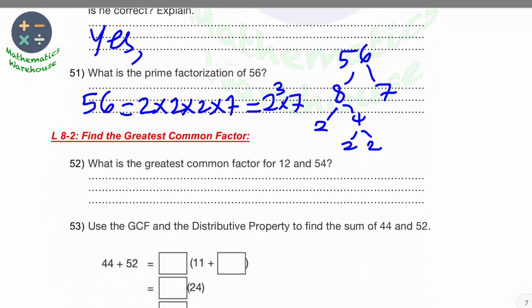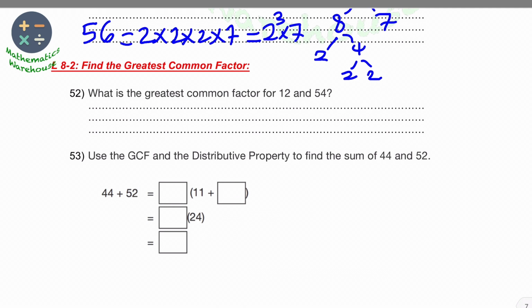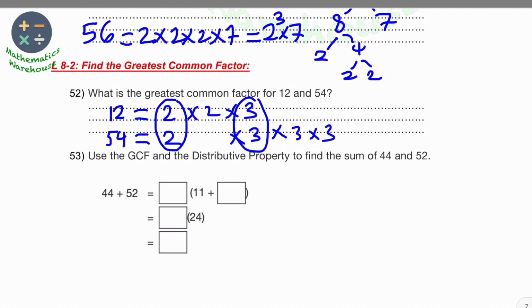Next question. What is the greatest common factor of 12 and 54? 12 can be factorized as 2 times 2 times 3. 54 can be factorized as 2 times 3 times 3 times 3. As we said, the greatest common factor will take 1 from each complete column. So GCF, greatest common factor, is 2 times 3, which is 6.